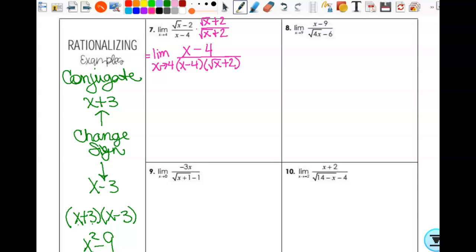Now can I simplify my fraction? I can, right? I can cancel this out. So now I have the limit as x approaches 4 of 1 over the square root of x plus 2. Now when I do direct substitution, I won't get 0 over 0. Okay? I didn't change the value of the fraction. I changed the way it looks because I multiplied by a value of 1. When I do direct substitution now, this is going to give me 1 over the square root of 4 plus 2, which is just 1/4.